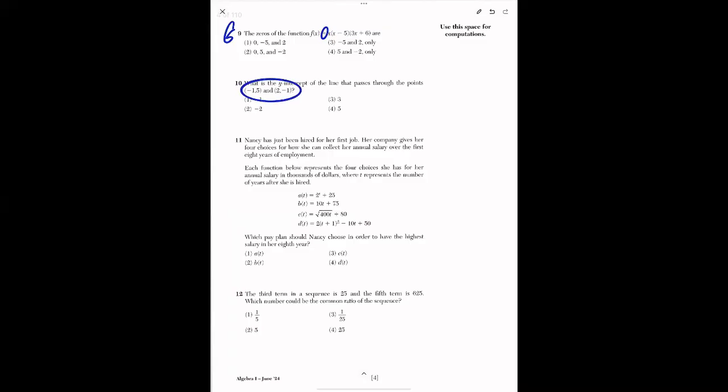Now, whether you realize it or not, you can use the spreadsheet on this. You could do X and Y, this -1, 5, and then 2, -1. And we know it's a line, so you're going to go menu 461. So you can use the spreadsheet.